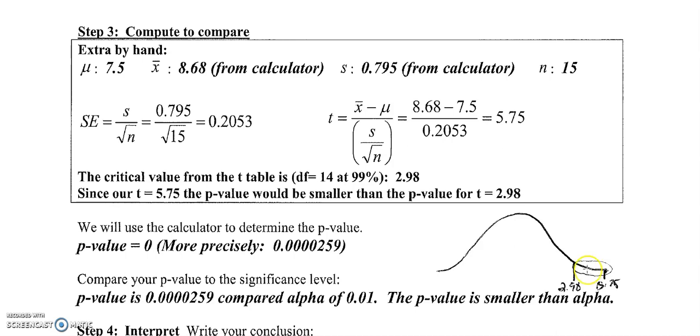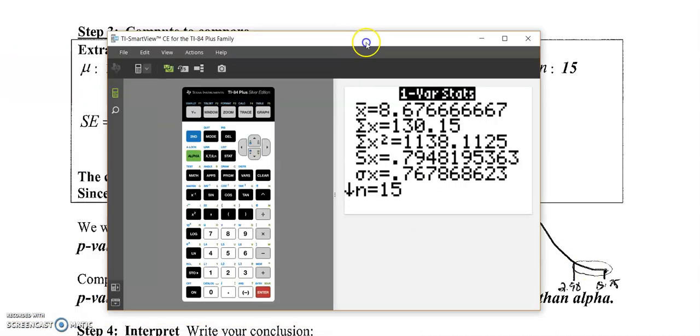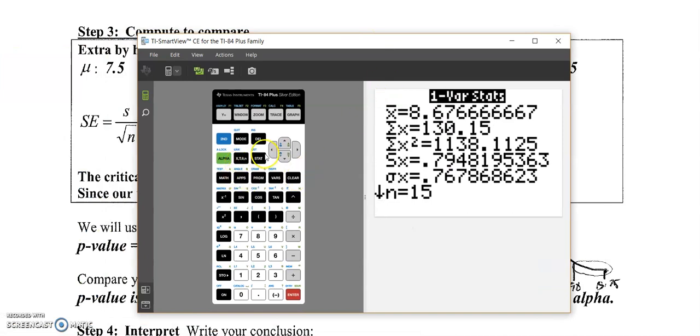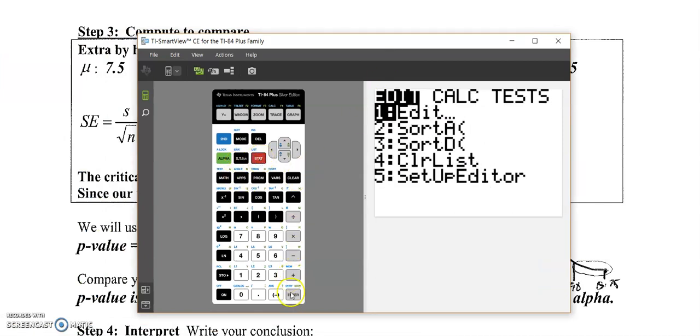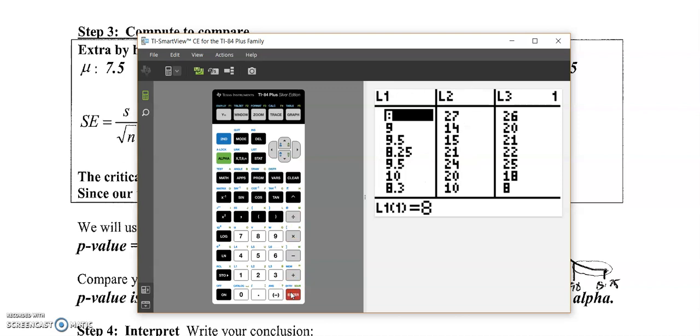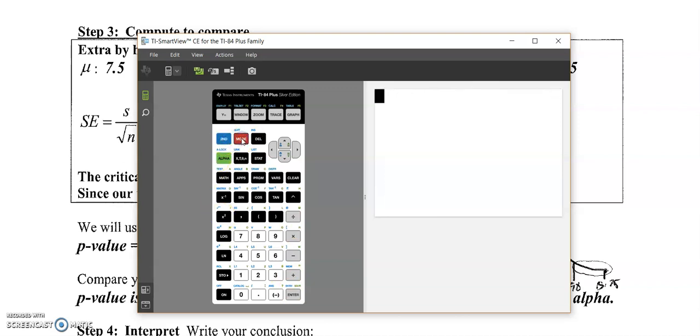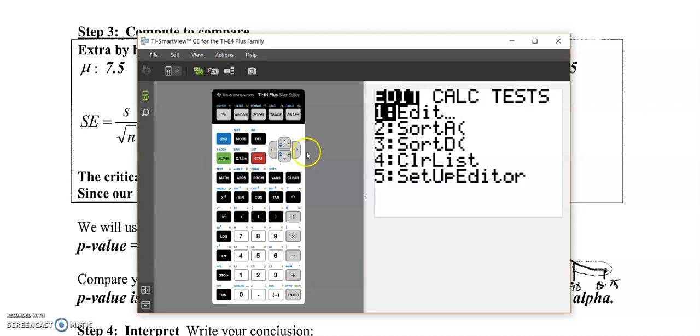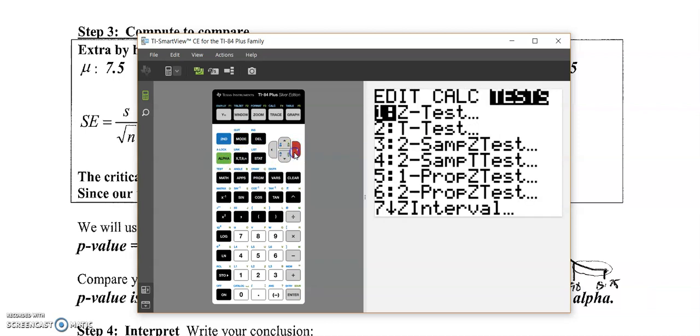But we're going to find the p-value in the calculator. So we go to the calculator. Remember, we have our data, stat 1 for edit. We have our data in list 1. And we're going to do a t-test. So I'm going to hit second mode. I'm going to go to stat, to the right for t-test.